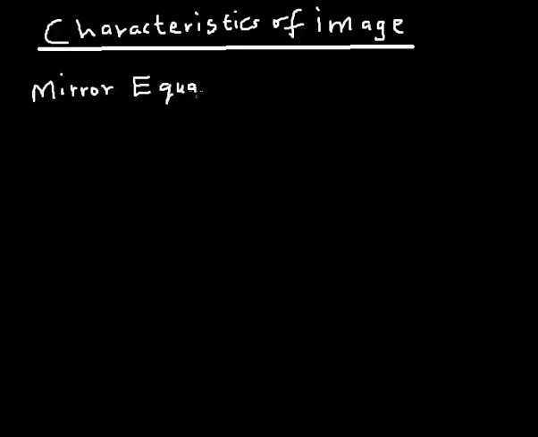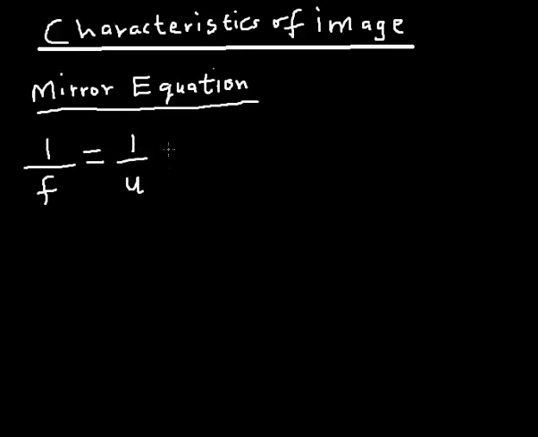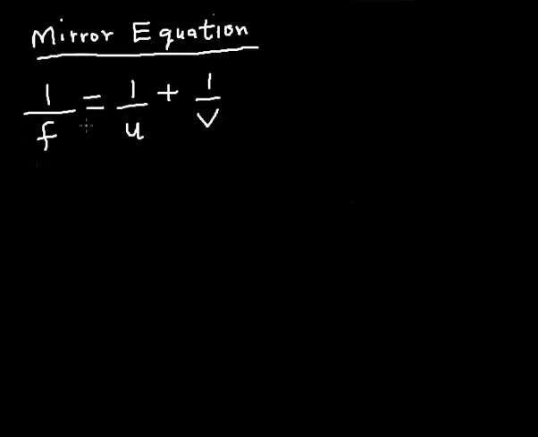The mirror equation is an equation that connects the focal length of a mirror, the object distance, and the image distance together, because all those things work hand in hand. The focal length of the mirror affects the nature of the image, and the object distance also affects the nature of the image. So this is the formula: 1 over f is equal to 1 over u plus 1 over v. This is the mirror equation, or mirror formula.